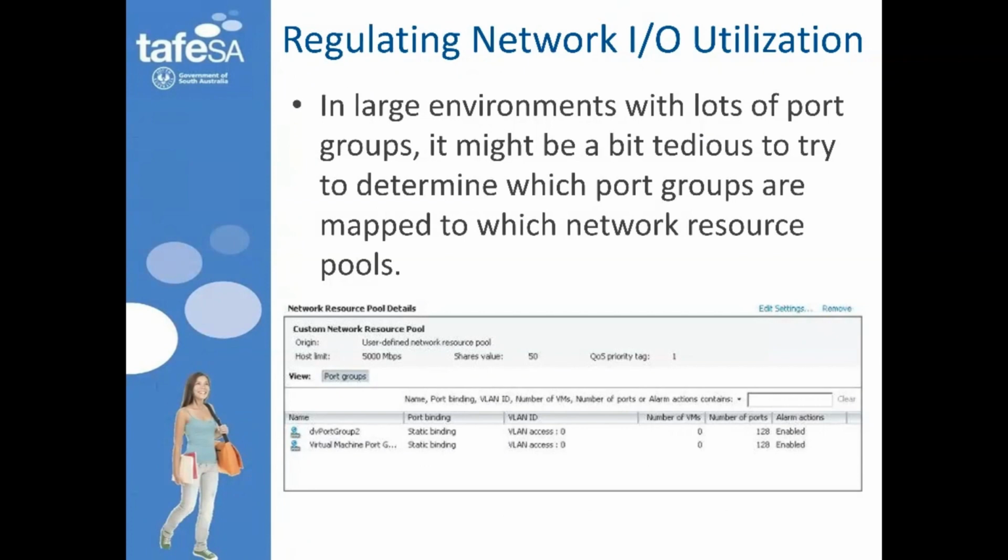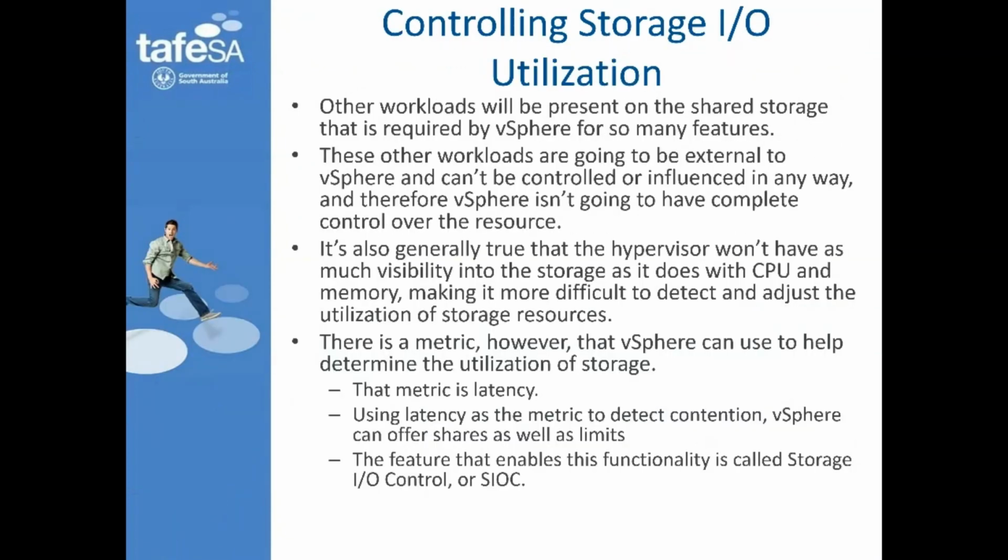Okay, regulating network utilization in a large environment with lots of port groups, it might be a bit tedious to try to determine which port groups are mapped to which network resource. So yeah, it might take a long time. So what we can actually do is use these network resource pools and look at the port groups here and look at if it's enabled and how many ports.